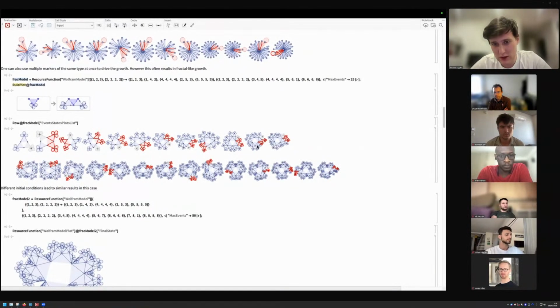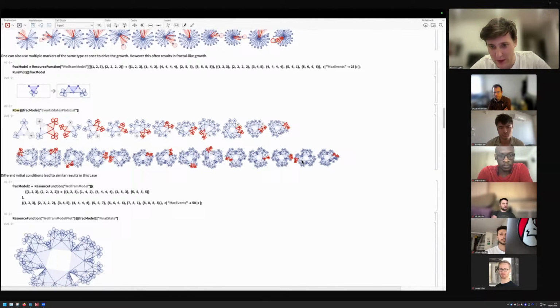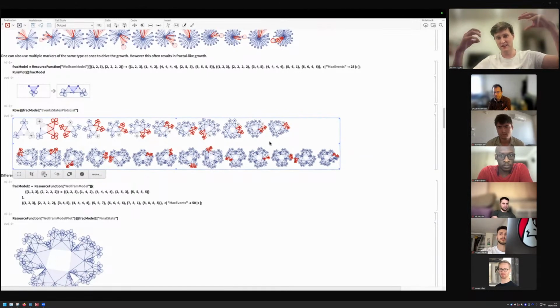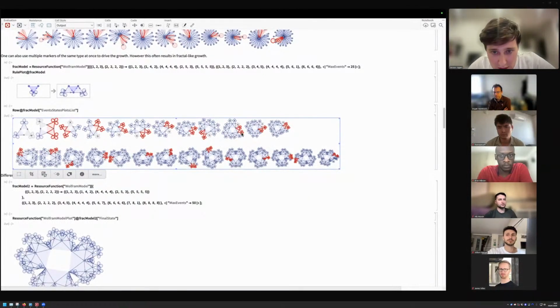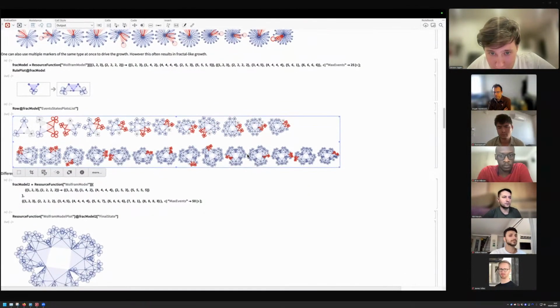It might be due to the chosen updating order of set replace. So somewhere in the multi-way structure of this model, it does what I wanted it to do, I guess. But here it's doing that sort of fractal updating, because it has multiple sites in which it can update.